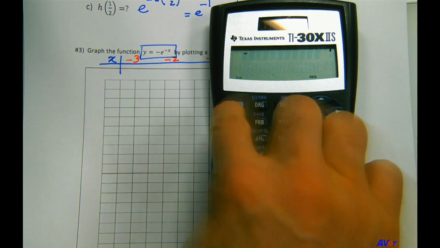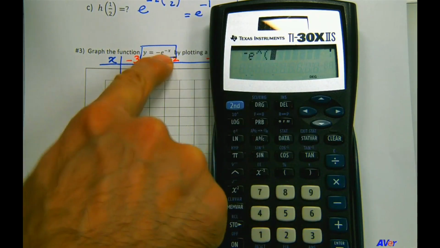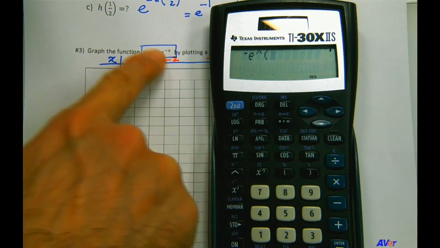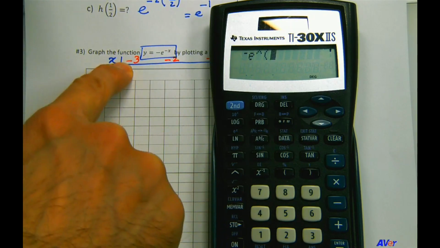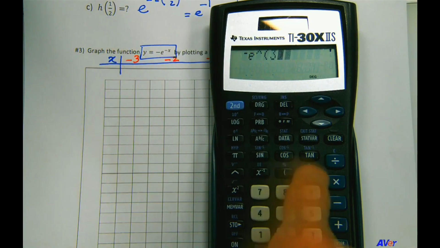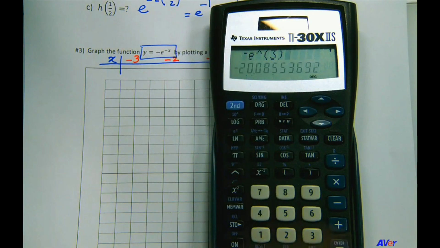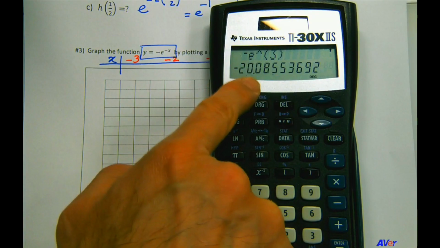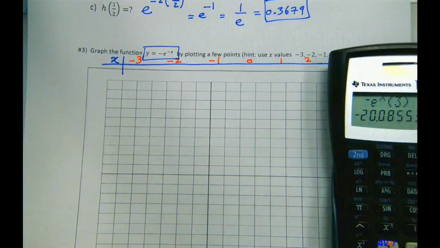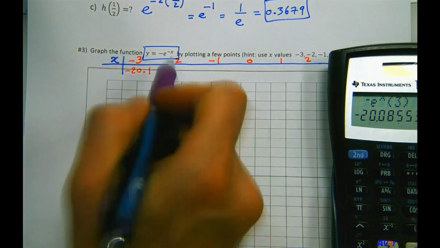So minus e to minus x power, right? Minus x, that would be minus 3. So that minus in the power will make this minus positive. We will have positive 3, like that. So minus e to positive 3 power. So that is minus 20. Let me round that to minus 20.1. For us, that's enough precision. So minus 20.1.